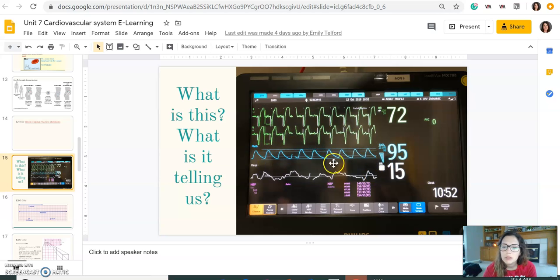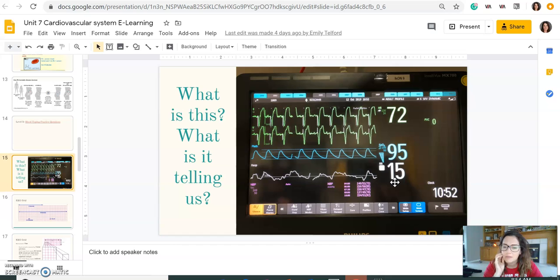This blue line here, this is the amount of oxygen in the patient's capillaries. And then this bottom line right here, this is the respiratory rate of a patient. So how many breaths per minute. And this is actually, I took this picture. My grandpa was in the hospital a while ago, and I took this picture.